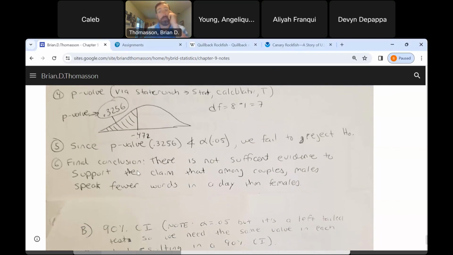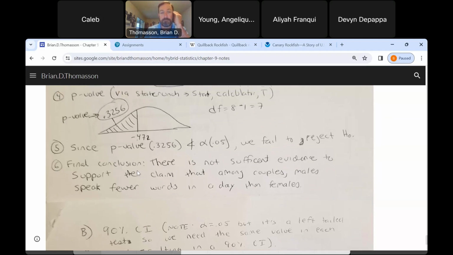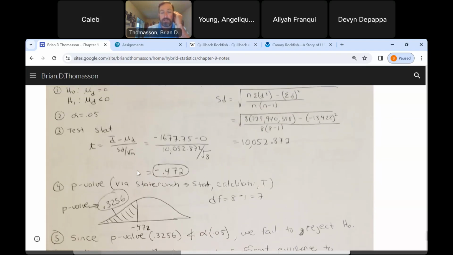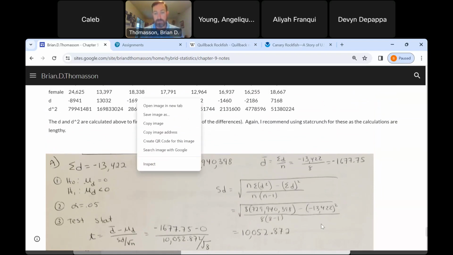And then our final conclusion, we go to our table. So we can say there's not sufficient evidence to support the claim that among couples, males speak fewer words in a day than females, i.e. they speak the same number of words. All right, so let's do that in StatCrunch.